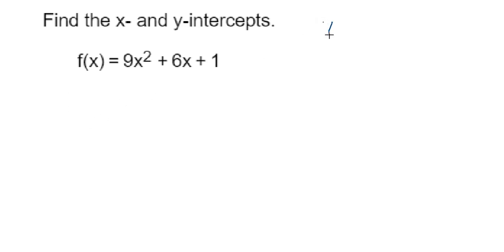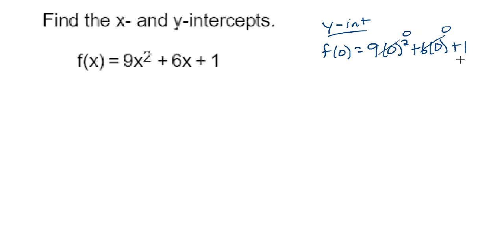Let's do the y-intercept again real quick because it's just easy to do. Get this one out of the way. So we're going to plug in 0 for x. We get 9 times 0 squared plus 6 times 0 plus 1. Again, all of these things just go to 0. And so we'll get 0 plus 0 plus 1, which will just be 1. So my y-intercept is 0, 1. So we're done with that.